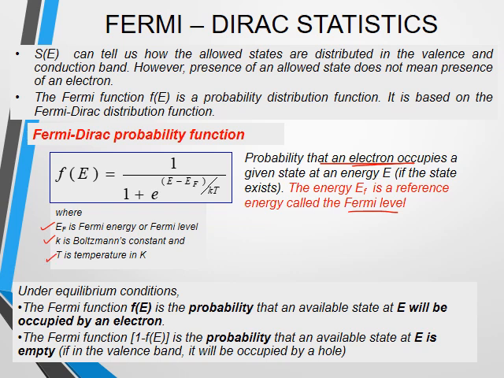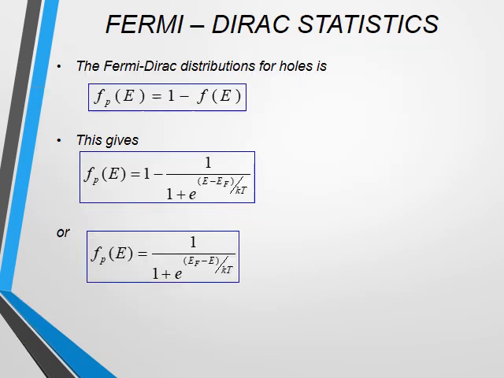Under equilibrium conditions, the Fermi function F(E) is the probability that an available state at E will be occupied by an electron. For the probability that the state is empty, it is 1 minus F(E). So 1 minus F(E) is the probability that an available state at E is empty, which in the case of the valence band, will be occupied by a hole. Thus, the Fermi-Dirac function for holes is given as F_p(E) equals 1 minus F(E), which can be further rearranged as these two equations below.